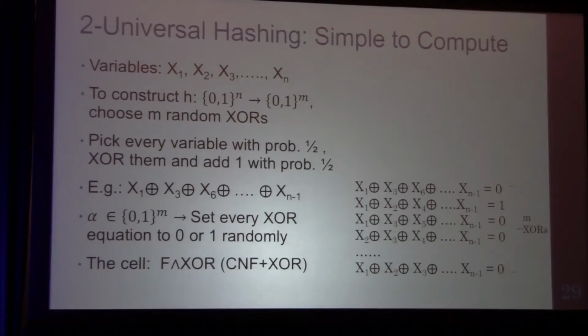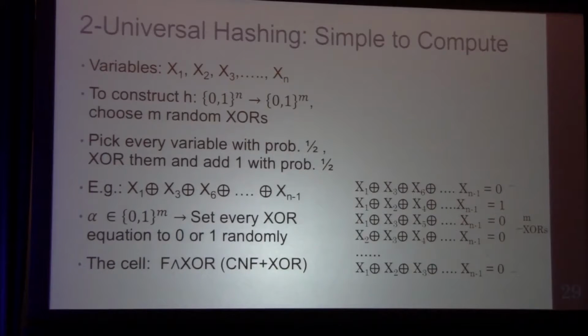And if you do this m times, then you can see that every assignment in 0,1 raised to n gets mapped to a vector in 0,1 raised to m, because each of these steps takes the assignment, XORs some randomly chosen bits, and gives you one bit, either 0 or 1. So if you do this m times, you get a mapping from 0,1 raised to n to 0,1 raised to m, and that's the hash function that we're going to use.